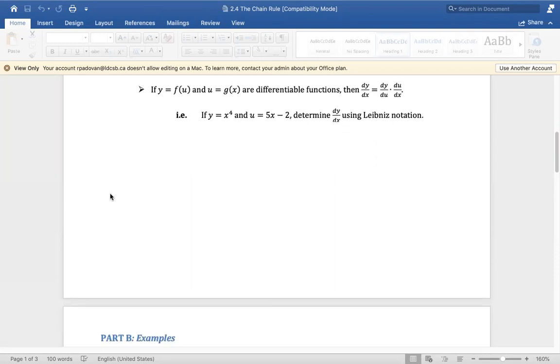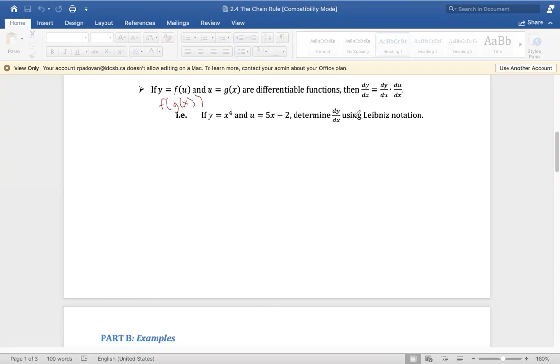So if I were to have something that looks like y equals f of u, a function with u, and u equals g of x. So basically here, this g of x is in place of u, right? So that would be the same thing as f, and instead of u, I would have g of x. So again, we have a function within a function, right? And they're both differentiable. It's always that we can take the derivative of both.